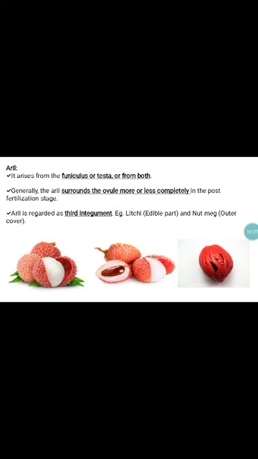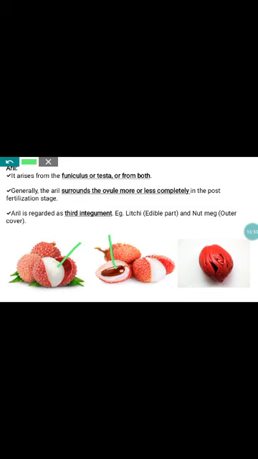The aril surrounds the seeds completely. In the case of a lychee, the white part is the edible part. That edible white portion is an aril. On the inner side of the aril only, you can see the seeds in the case of lychee.